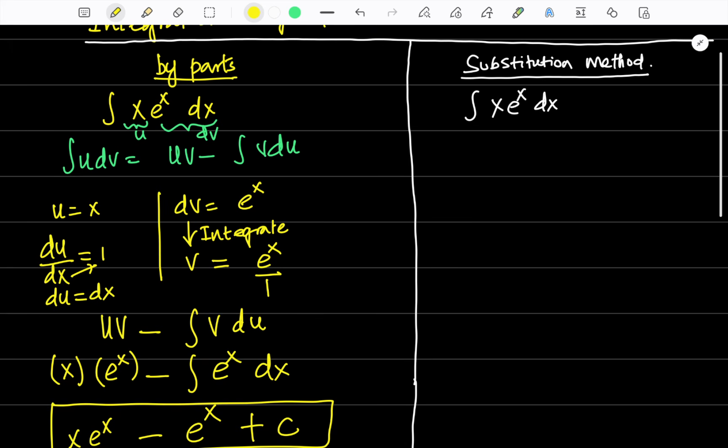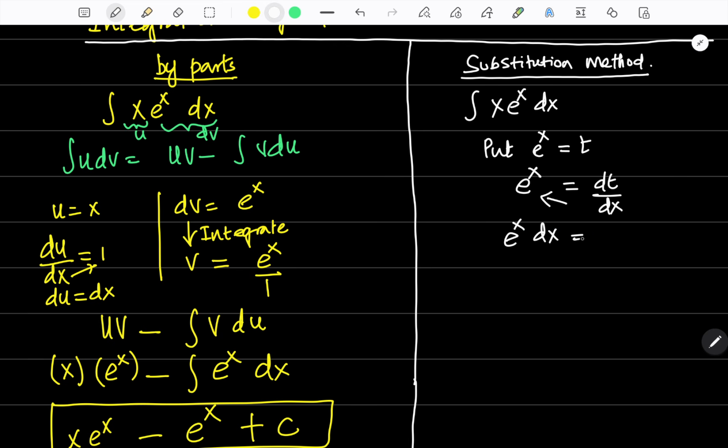Let's do the same problem using substitution method. Which one is giving disturbance for you? e power x. So put e power x equal to t. The next step is to take the differentiation, dt divided by dx. If you differentiate e power x, you will get e power x. Now cross multiply: e power x dx is equal to dt. Just keep it with you. Now we are going to convert everything in terms of t. All these things you must convert in terms of t. That is a very important point.